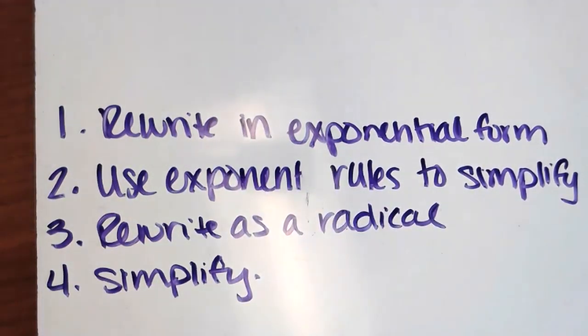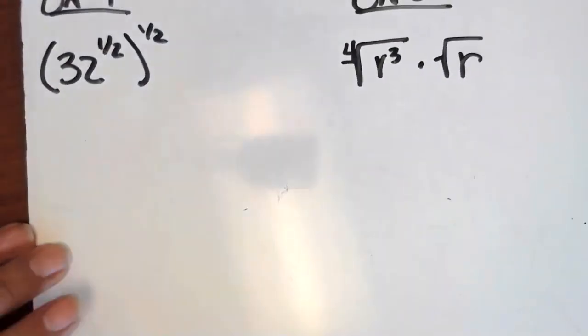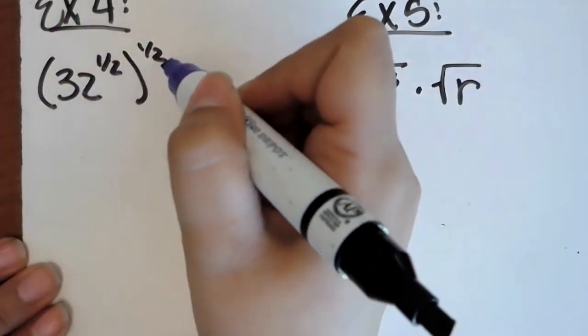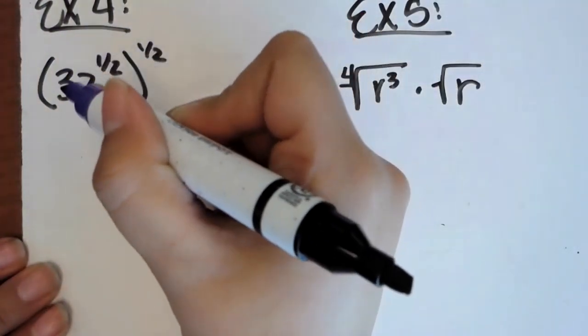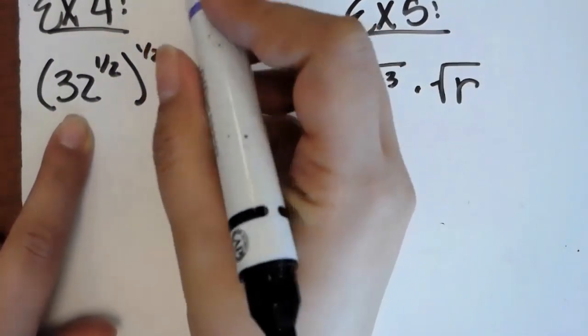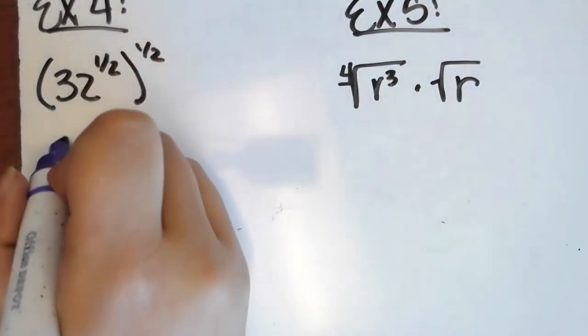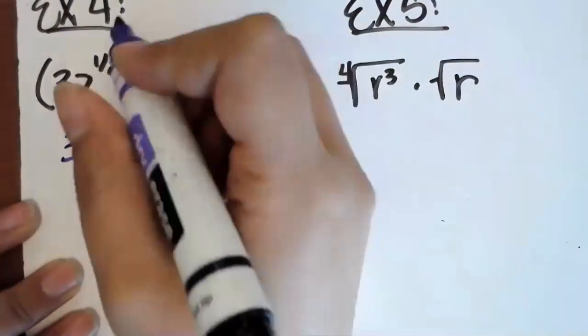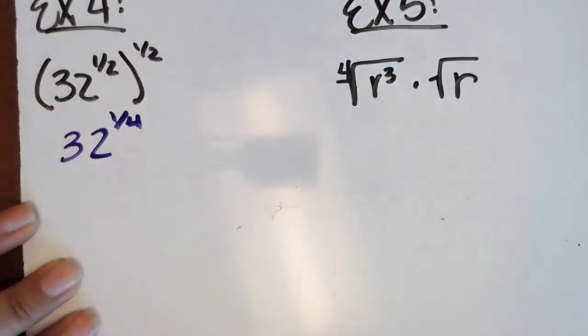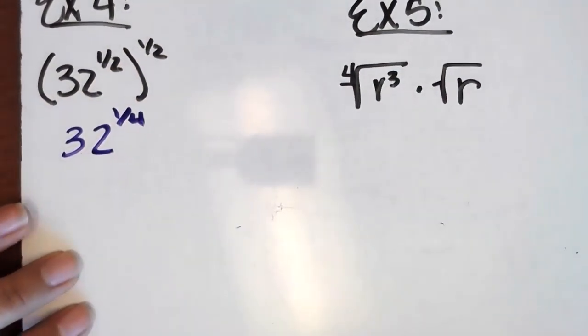So looking at example 4, these are already in exponential form, so now we just follow the exponent rules. The exponent rule states that if you have a variable to a power raised to another power, you're going to multiply. So to multiply fractions, remember it's just numerator times numerator, denominator times denominator. So this becomes 32 to the 1/4.